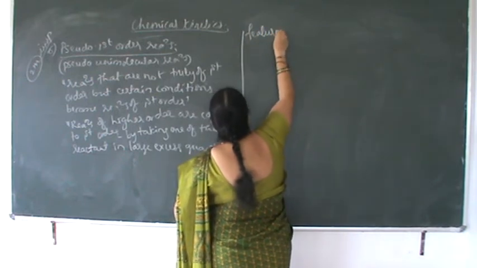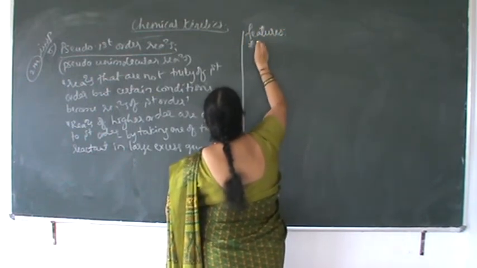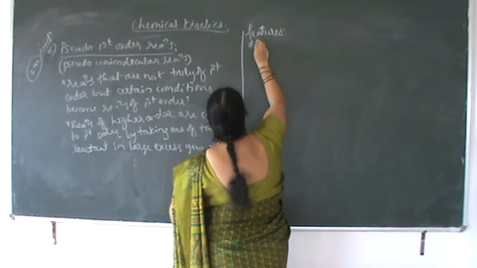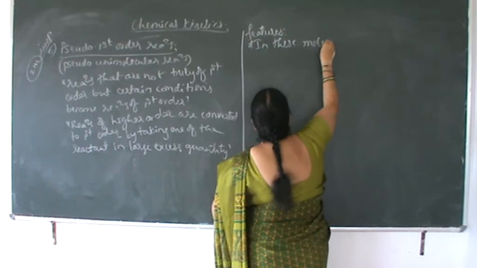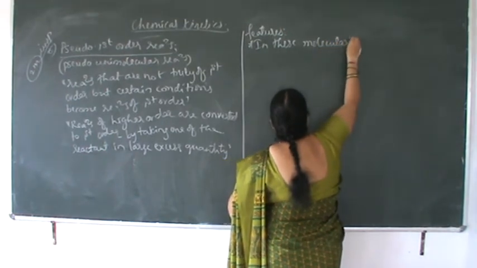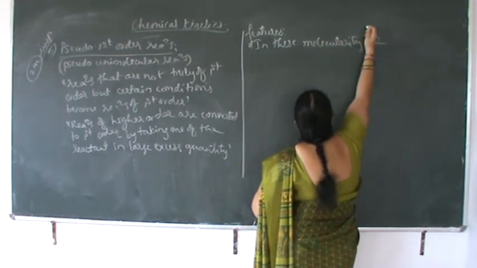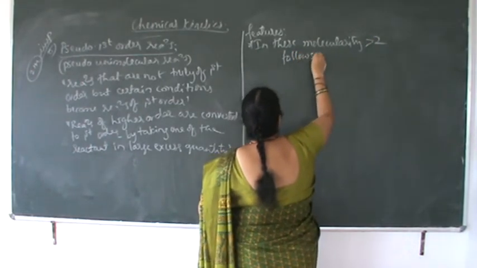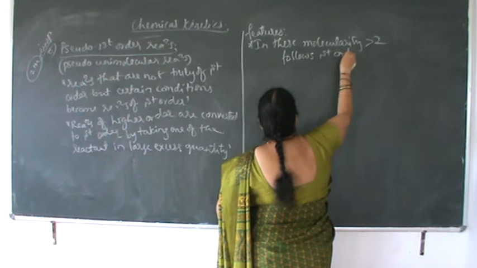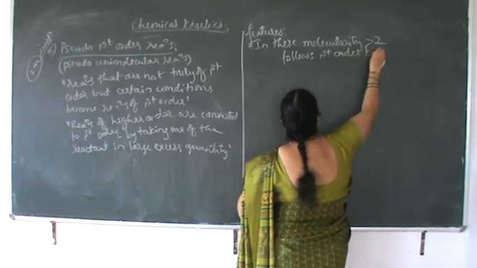In the features, the first feature is the molecularity: in these reactions the molecularity will be greater than 2 but follows first order kinetics.